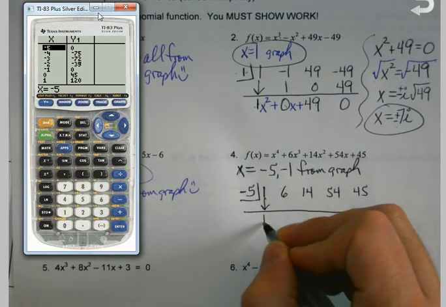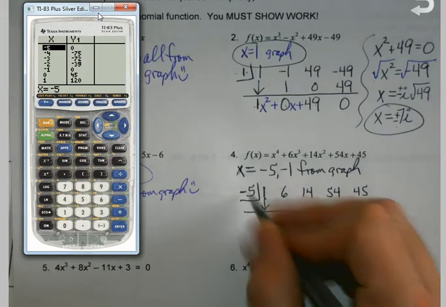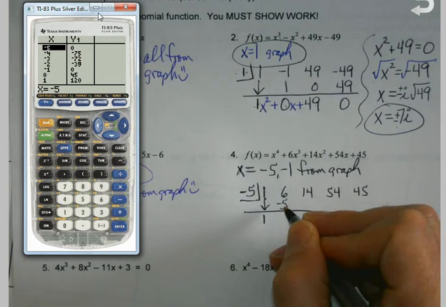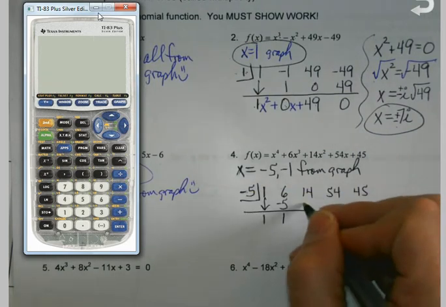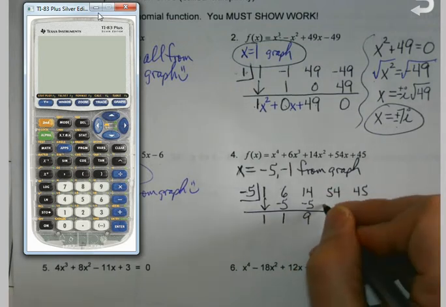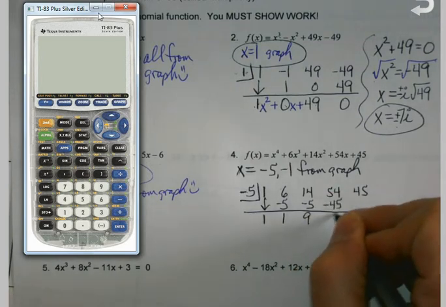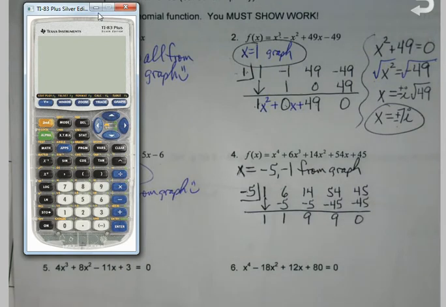And as we do this, just a reminder, when I get to the end, I shouldn't have a remainder because this is supposed to be one of my factors. So if you do ever get a remainder at the end, go back and double check and see either I did some wrong math somewhere or it wasn't actually a factor at all. So I ended up with no remainder. That's a good thing.